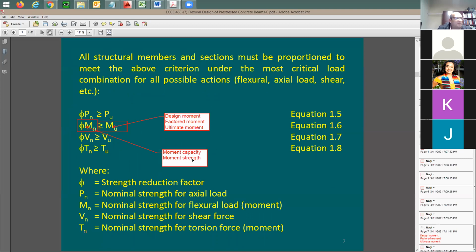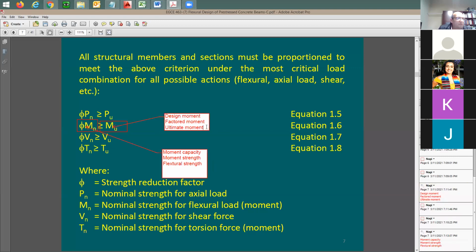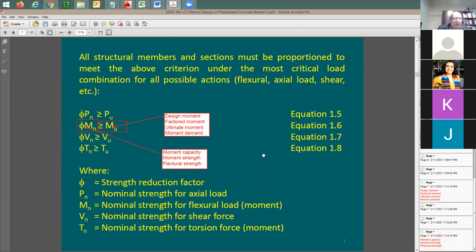What else? Also, you can say flexural strength. This one also, I can call flexure demand if you want to. Also, I can call this moment demand, right? I guess these are all the names that I hear about, most likely to be used in practice and engineering documents.